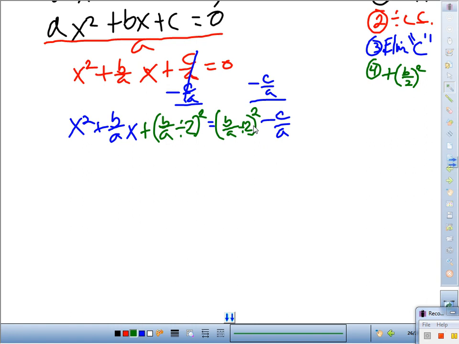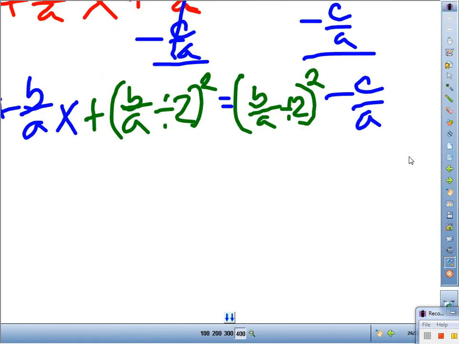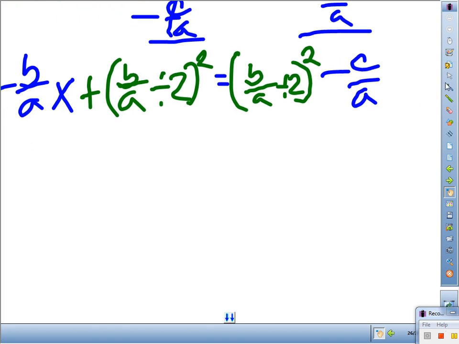Okay. Now that we have that, let me zoom in. Focus. I want you to simplify these parentheses all the way till you have no parentheses. Okay? See if you can do that step by yourself. Go.